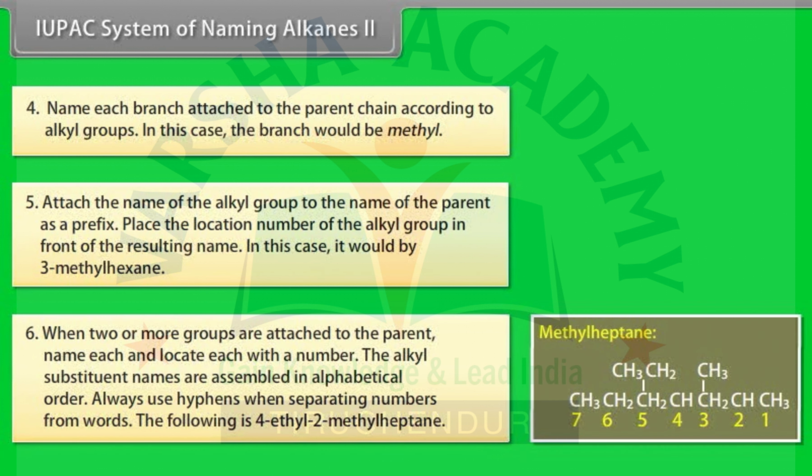Number 6. When two or more groups are attached to the parent, name each and locate each with a number. The alkyl substituent names are assembled in alphabetical order. Always use hyphens when separating numbers from words. The following is 4-ethyl-2-methylheptane.